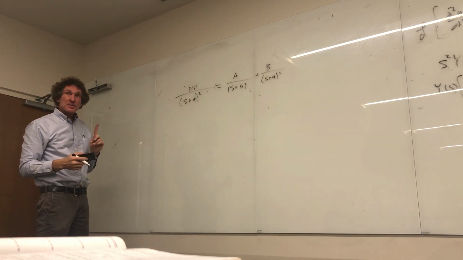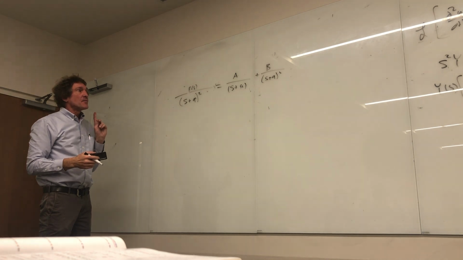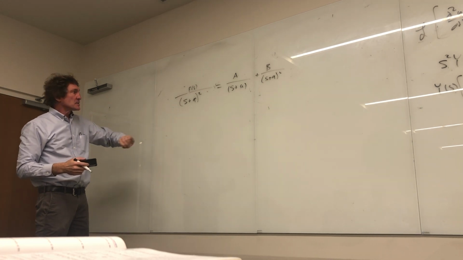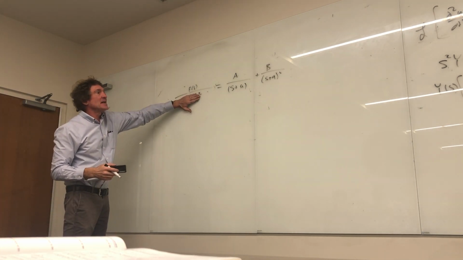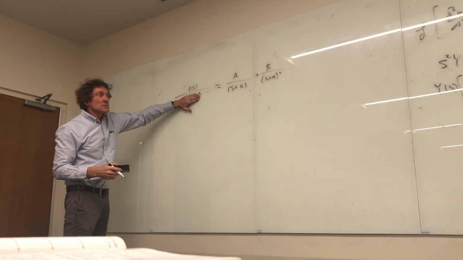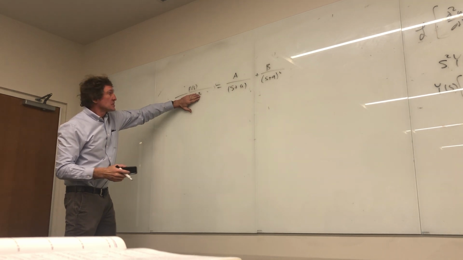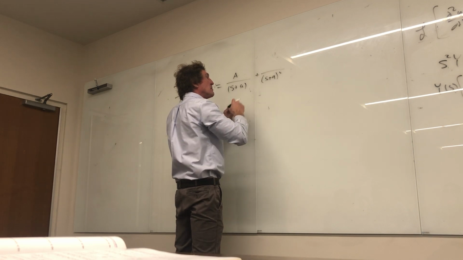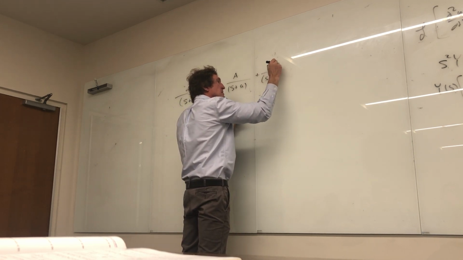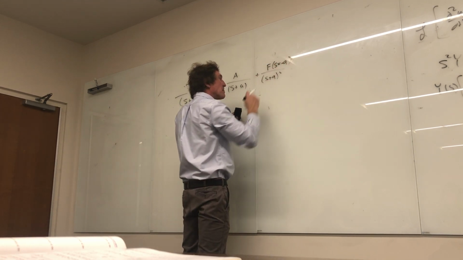Now, this is important, so follow me. The first thing you do is you get B. You would cover this up and evaluate F of s at s equals minus a. You follow me? So I'm just going to put B would be F of s at s equals minus a.